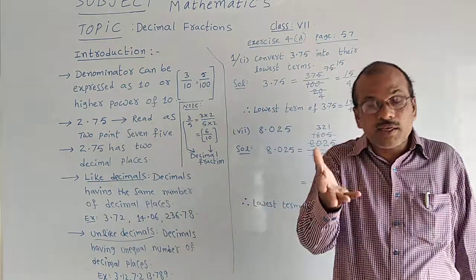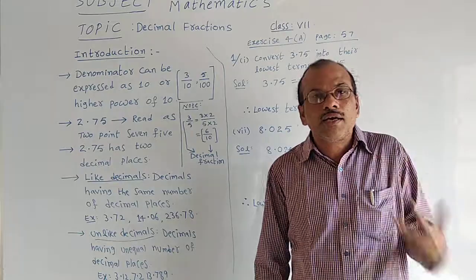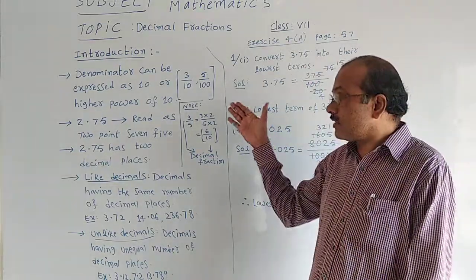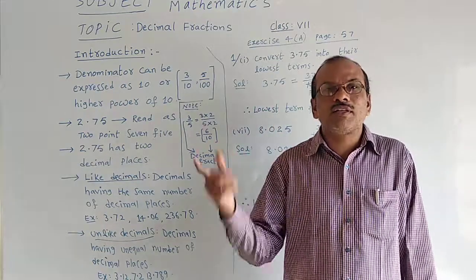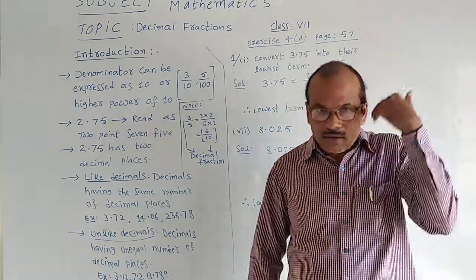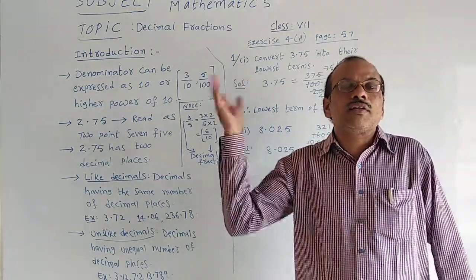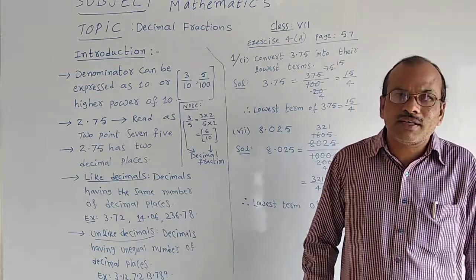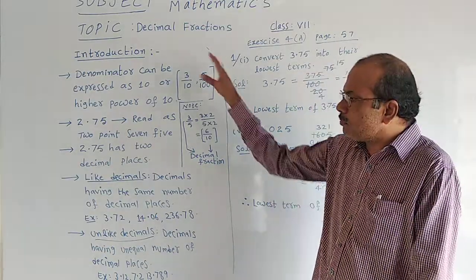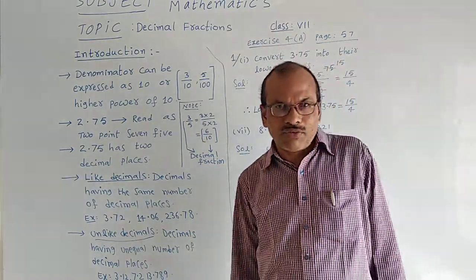So by seeing any fraction, we cannot say directly whether it is a decimal fraction or not. We have to check like this. We will convert them to denominator 10 or denominator 100 or denominator 1000 like that. Then we will say whether the given fraction is a decimal fraction or not. Got some idea? Now this is a brief information about our chapter named decimal fractions.